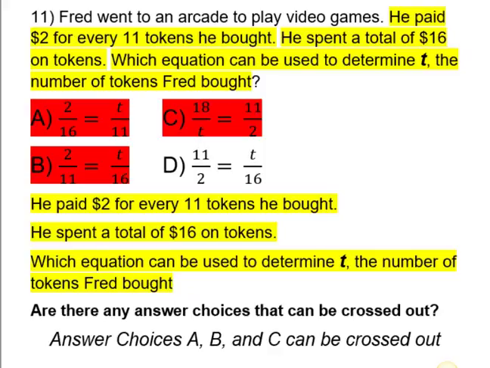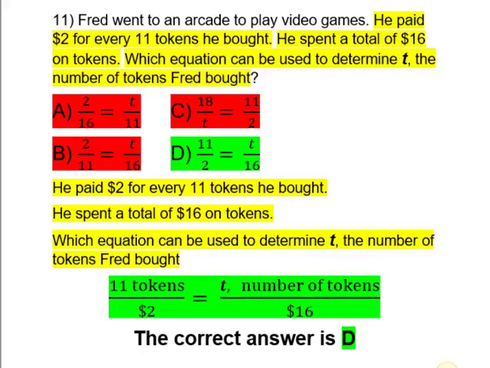What is correct is 11 tokens over 2 and T, because we don't know the number of tokens, for $16. I forgot to change the slide. So again, let's go over it again because Shay forgot to change the slide. For 11 tokens, we know that there was $2 spent. And for T number of tokens, which we do not know, over $16. So again, for ratios, you must match the values. Since $2 is in the denominator, $16 needed to be in the denominator as well. Our correct answer is D.